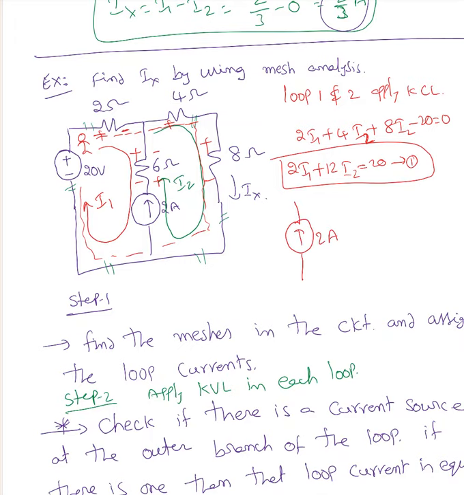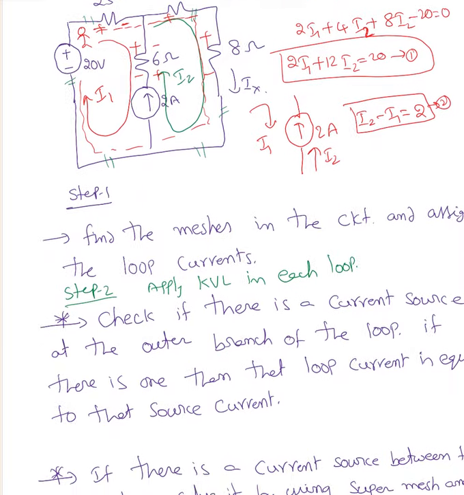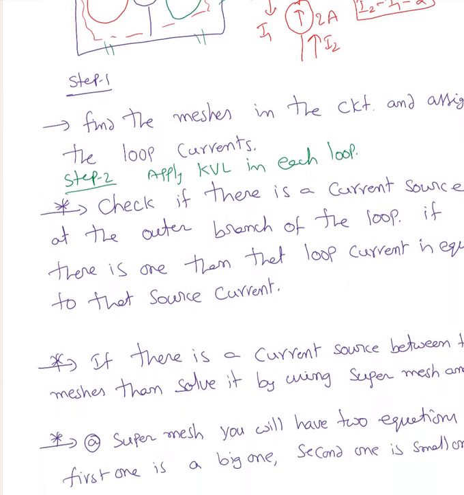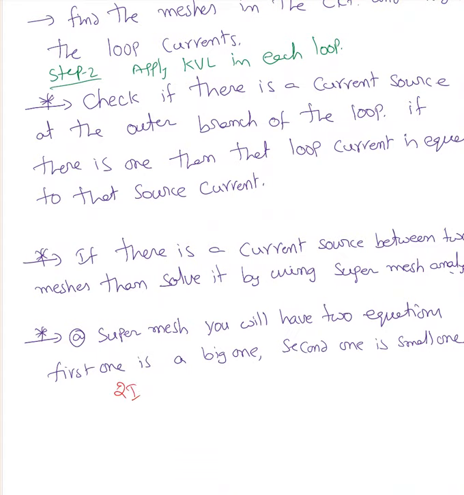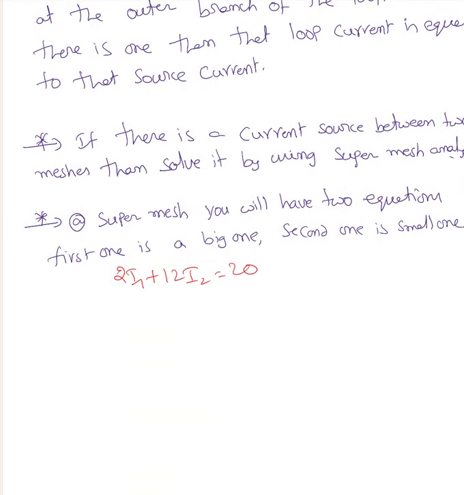Here there is a 2 ampere source, and we're assuming this is I1, I2. So can I write this as I2 minus I1 equal to 2 amperes? This is my second equation. So here I have two equations, two unknowns. Let me write down the two equations. 2I1 plus 12I2 equal to 20, and I2 minus I1 equal to 2, so minus I1 plus I2 equal to 2.